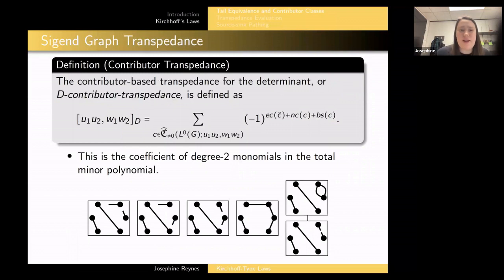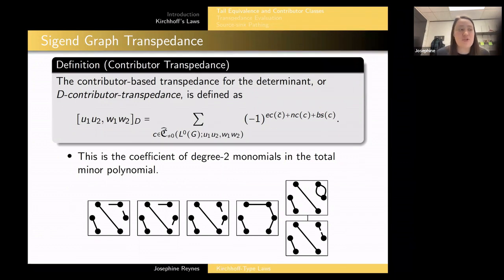So we're going to define a new transpedance value. We're going to define this transpedance value based on the determinant using that characteristic polynomial that we've modified, the total minor polynomial where we added all of the extra x's. We had that interesting signing function based on contributors. So we're going to calculate this transpedance value to be the sum over the contributors with this specific U and W set, the non-zero ones in that loading, and we're going to just take the signing function straight from our total minor polynomial.